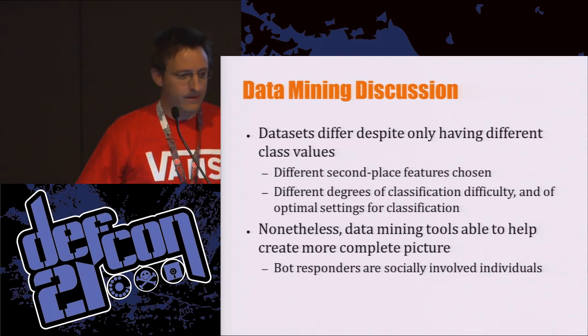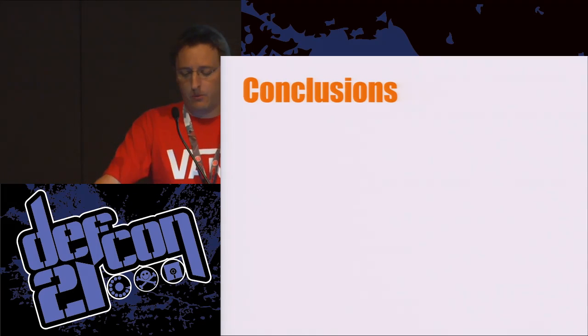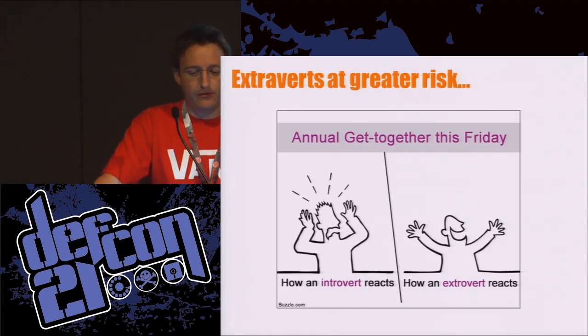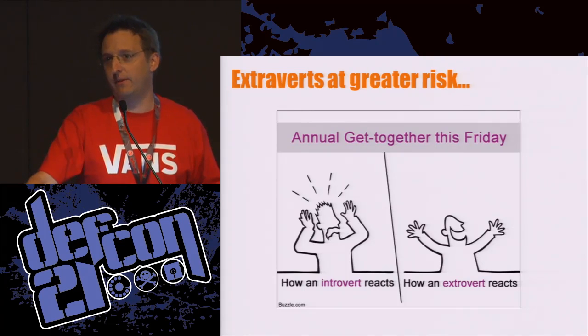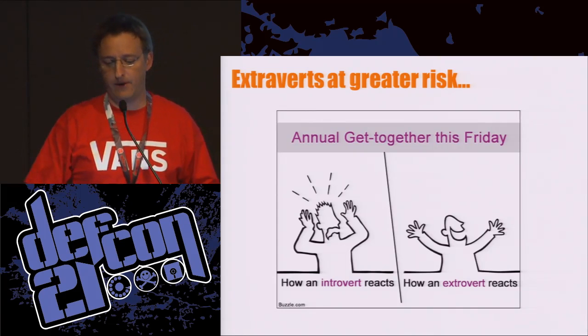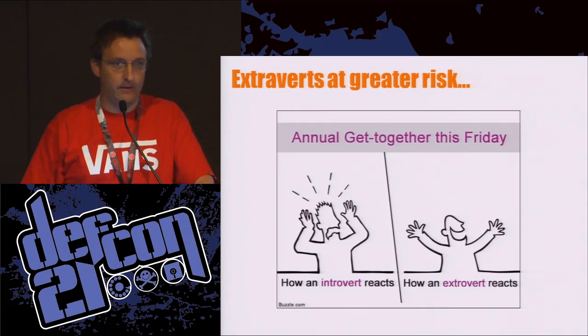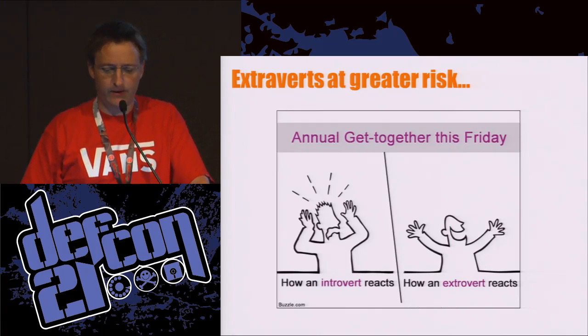Thanks, Randall. So wrapping up with some conclusions here. Again, we found that extroverts perhaps presented the greatest risk because they may be more impulsive. We can look at that in maybe just a little bit more depth in a second.